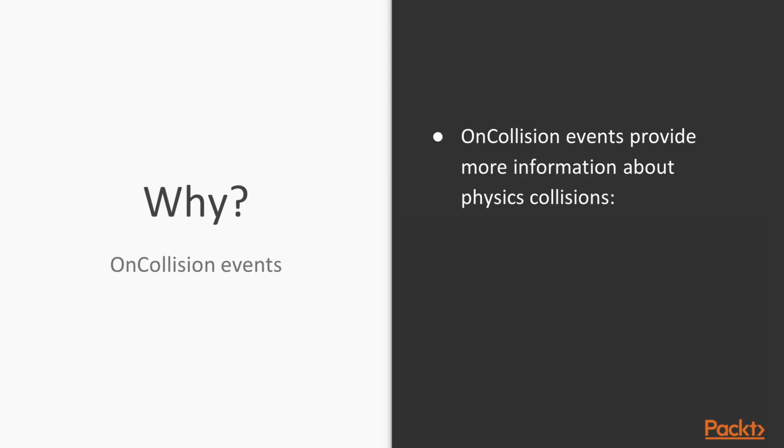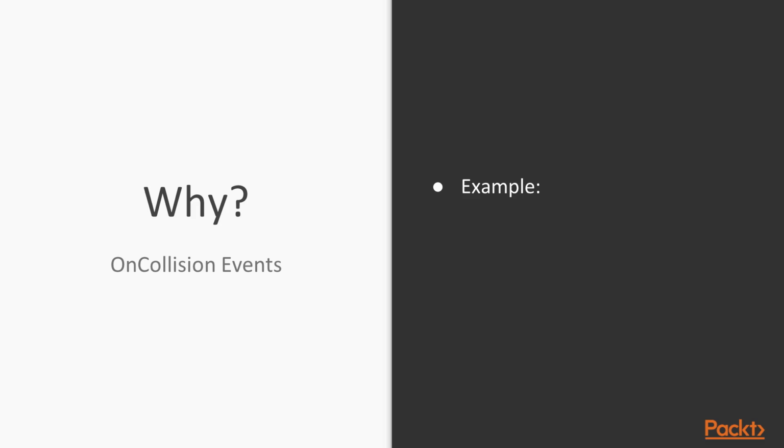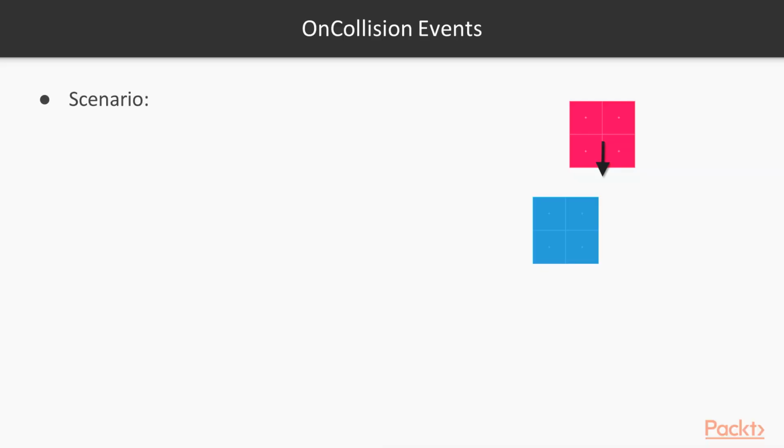First of all, OnCollision events give us more information about physics collisions. These are collisions we're talking about between rigid bodies with colliders when isTrigger is set to false. Some common examples would be when a bullet hits an enemy or when a character collects a coin. Let's take a look at a scenario for an OnCollision event.